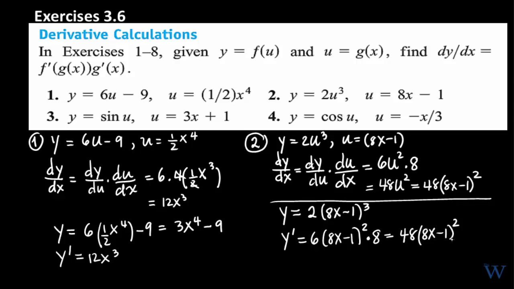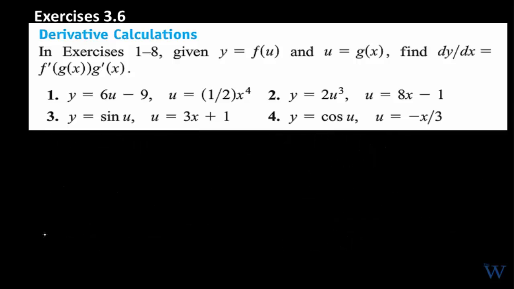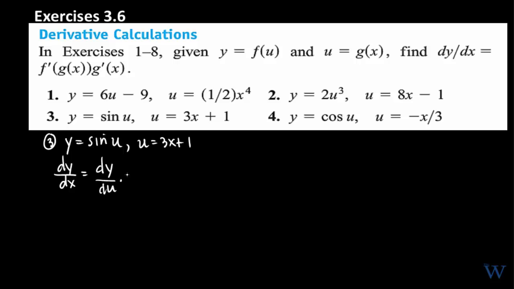All right, so suppose we do number 3 and 4. Let's try number 3. Right, so number 3, you've got y is the sine of u, and then u is 3x plus 1. Okay, so dy by dx using the Leibniz notation is the derivative of y with respect to whatever it's acting on, du, multiplied by du by dx.